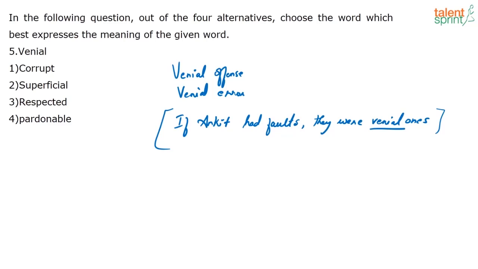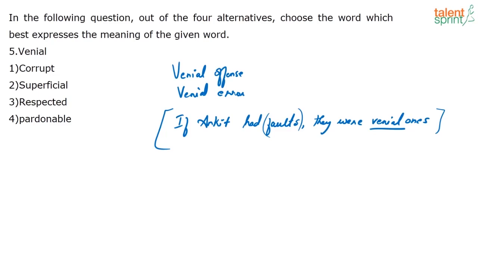So we're talking about his faults, whatever mistakes Ankit makes. Even if he had them, they are venial ones. So what can venial in the context mean? Are we saying that if Ankit had faults, they were corrupt ones, they were superficial ones, they were respected ones? We're talking about faults here. That's your clue word, right? Pardonable, which means you can easily forgive.